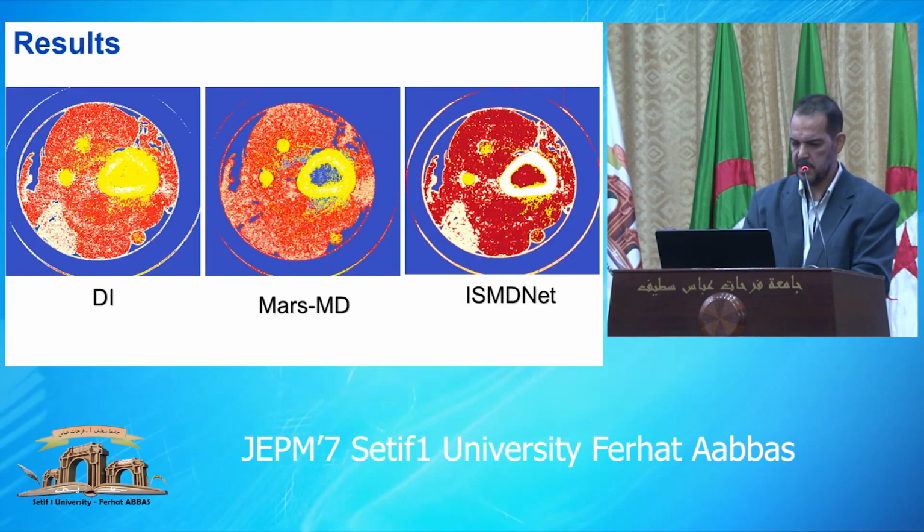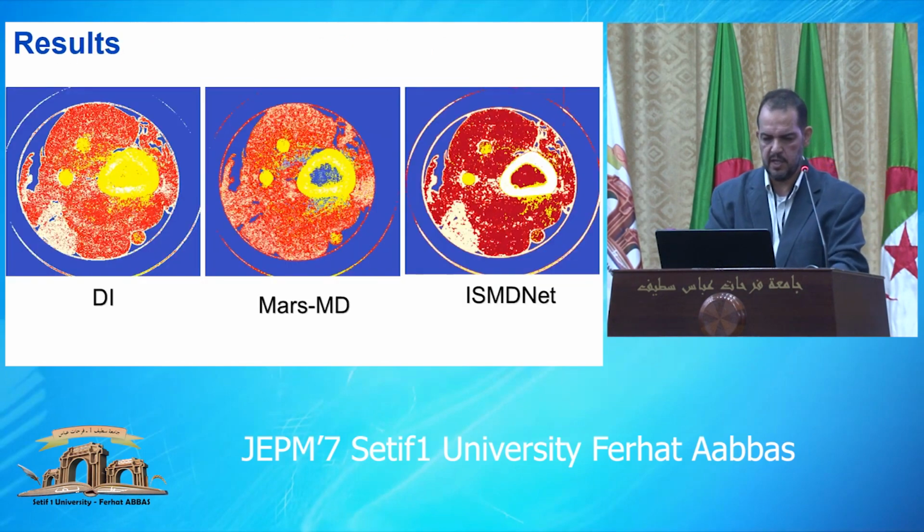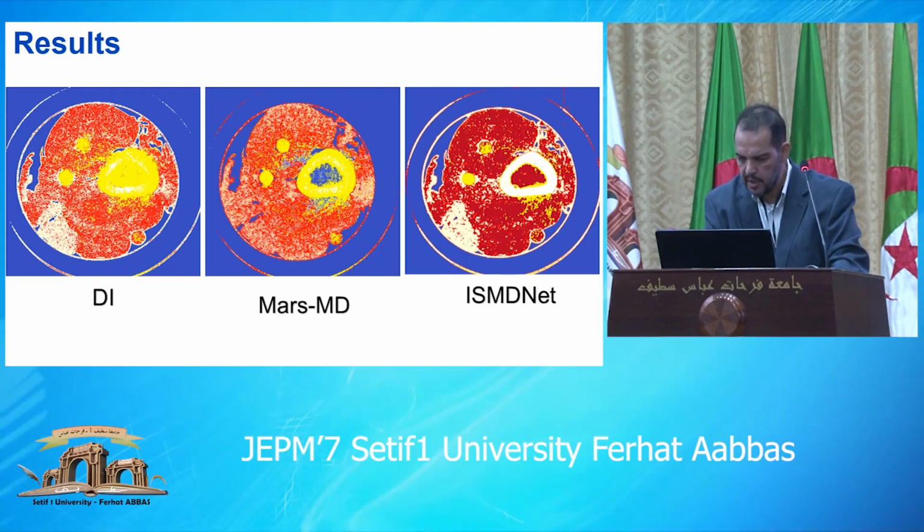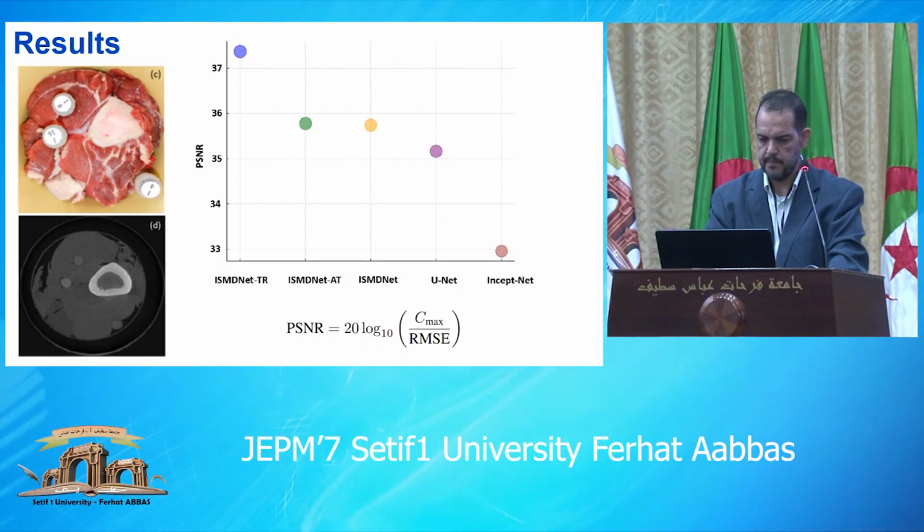So I asked him to generate these color images. This is the direct inversion. This is Mars-MD. These are two mathematical methods. This is his ISMD-Net, and as you can see, the red is used for the muscle. I think the white is used for bone, and the cream color is used for fat, and his result is much better than the mathematical methods.